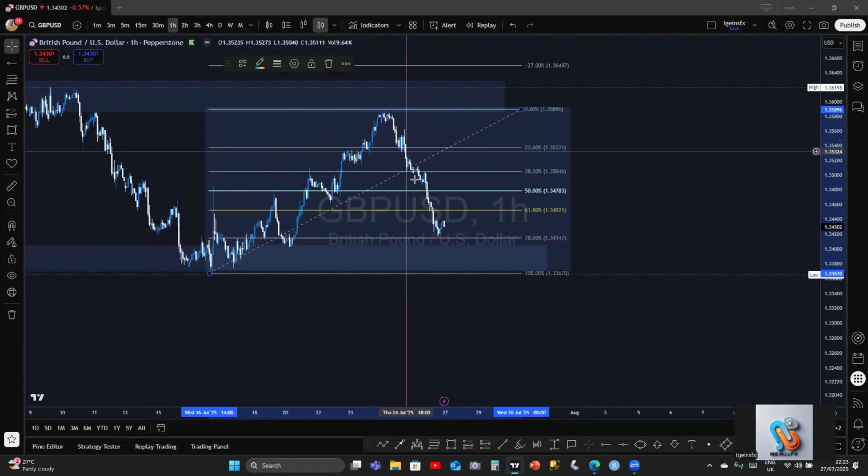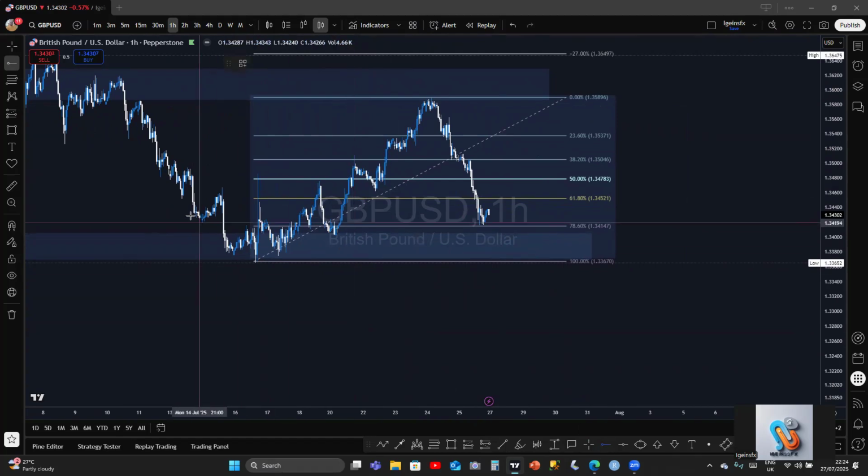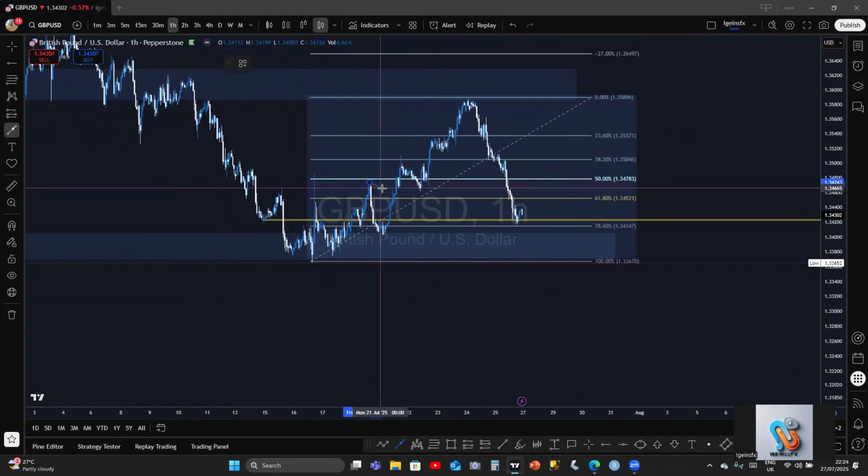So price is testing this level. And if you look at it here, this is a support level, a resistance level, a support level. So at this point, if you mark this, you discover that it's right here. This is what caused the break of structure to the upside. This very one here, from here, there was a break of structure.